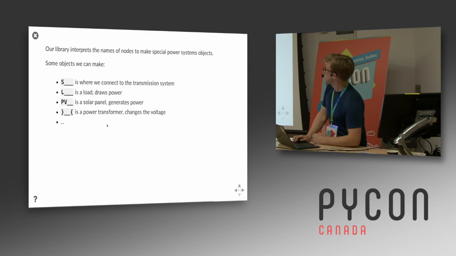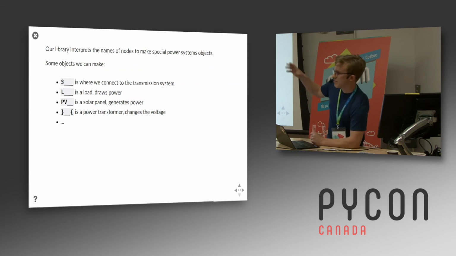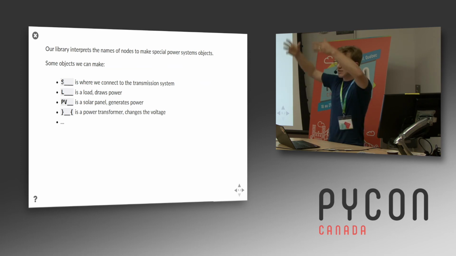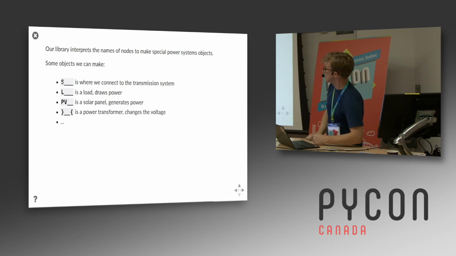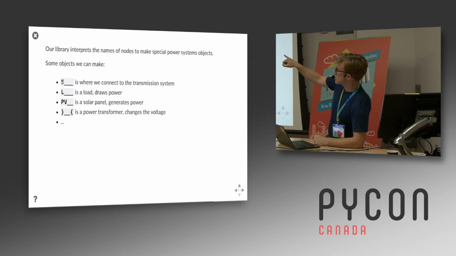So we can also interpret the node labels to get some cool power system stuff. For example, S is where you get your power from the high voltage transmission system. If you ever see a place with all kinds of big metal objects and huge utility things coming together, that's a source or a substation. You can also make loads that might be like a factory or your house, pulling power off the grid. We can have PV, which is a solar panel, generating power and putting it on the grid.